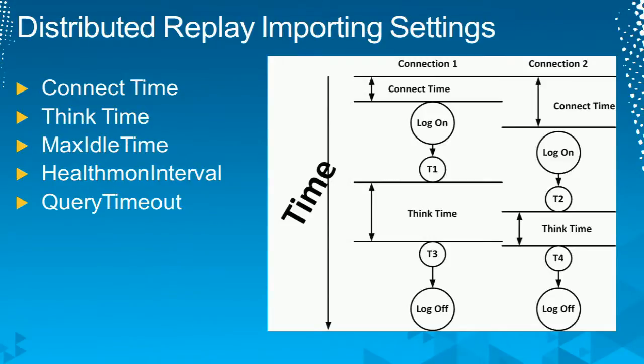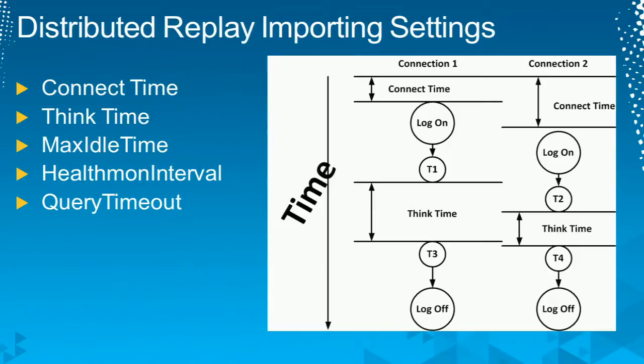So there's 5 different settings you can set when you're running the actual replay itself. This is set through the config file: the connect time, the think time, the max idle time, the health mon interval, and the query timeout. So the connect time is the amount of time that the replay process should wait between connection and actually starting to do something, which is shown kind of up at the top there where it says connect time.